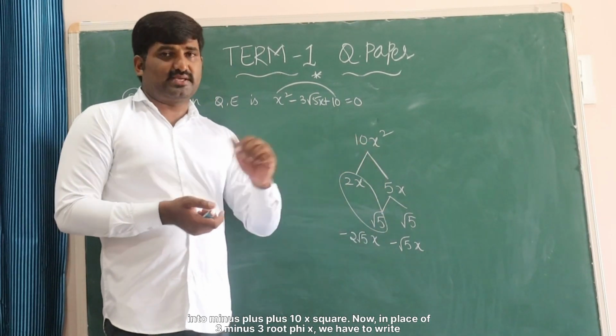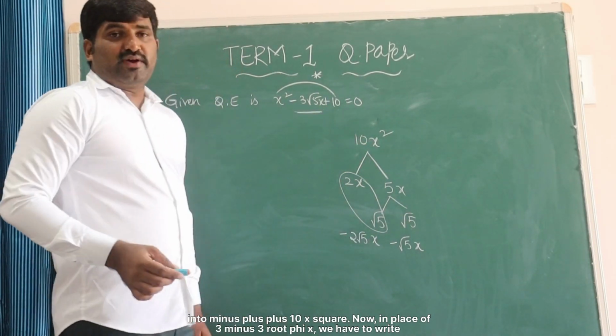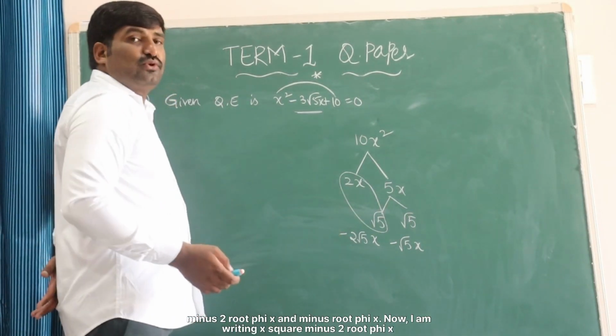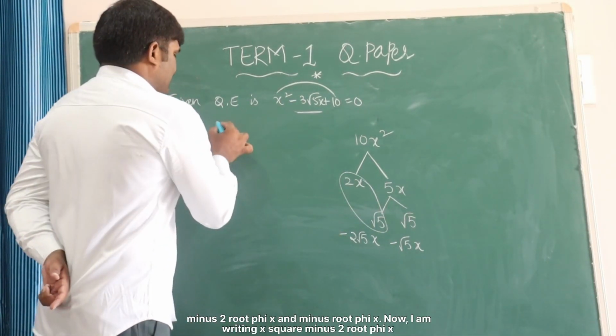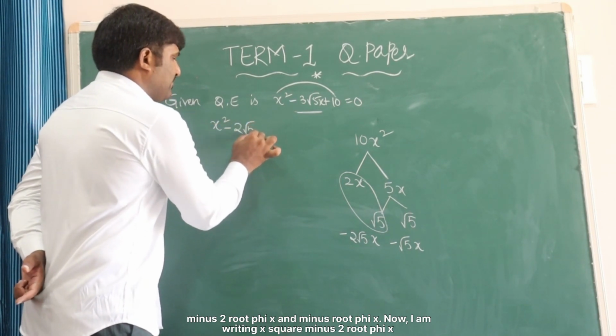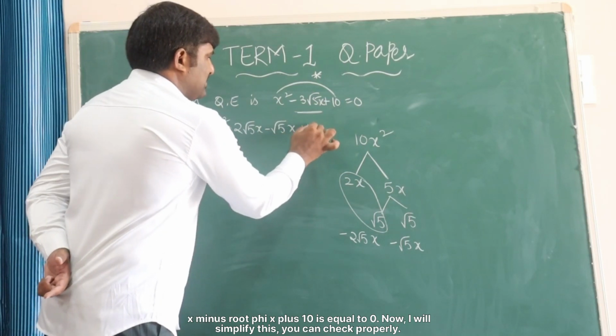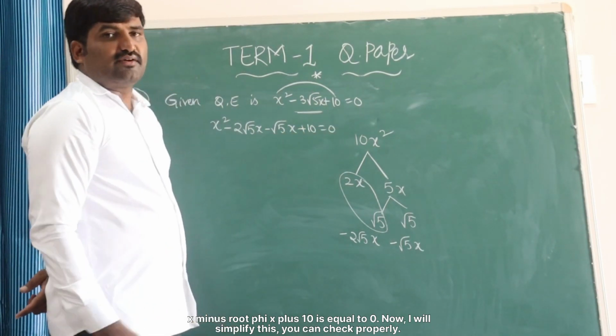minus into minus is plus, 10x square. Now, in place of minus 3 root 5x, we have to write minus 2 root 5x and minus root 5x. Now I am writing x square minus 2 root 5x minus root 5x plus 10 is equal to 0. Now I will simplify this.